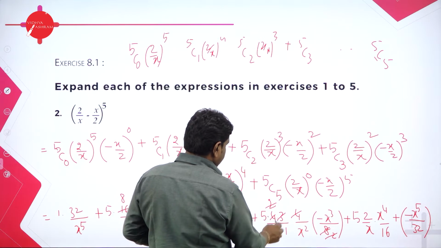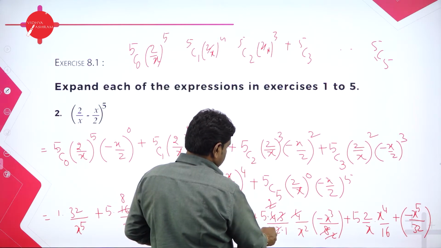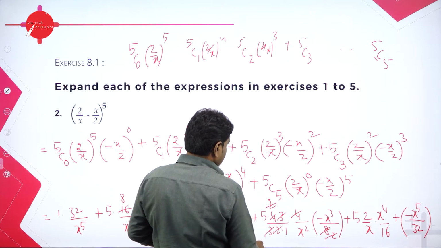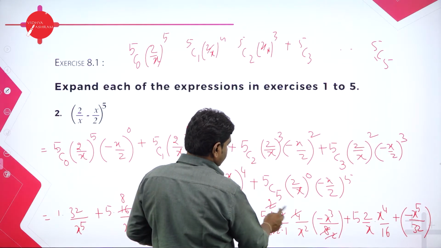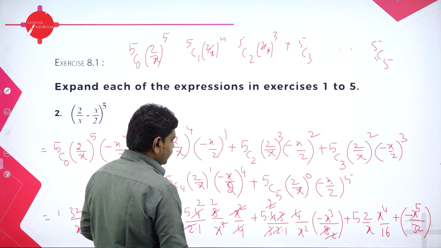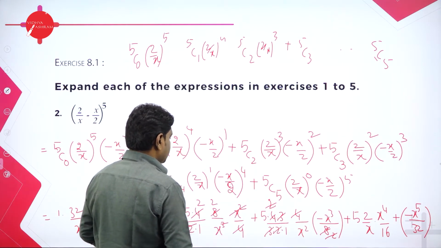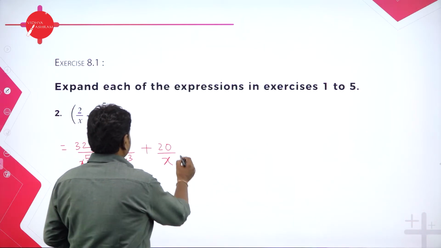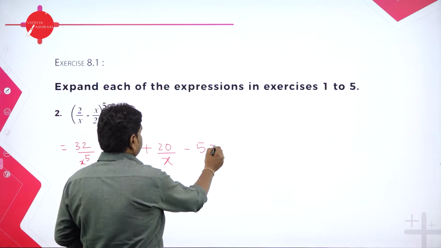So 5 4 3 we had, so 3 3s cancel, 2 1s are 2, and again 2 4s are 8 and 8 cancelled, so plus into minus is minus 5x, so plus into minus is minus 5x.